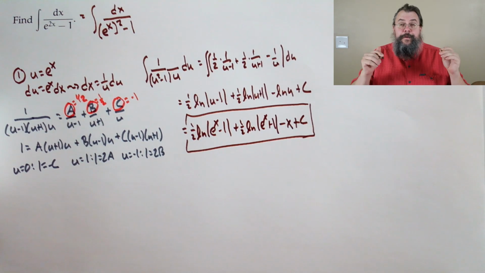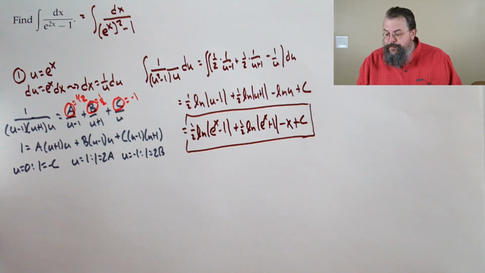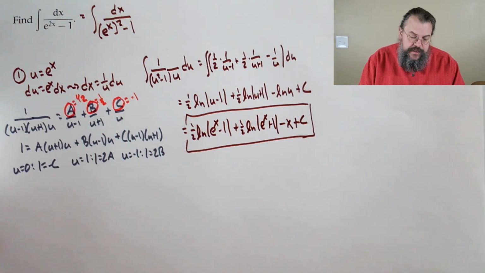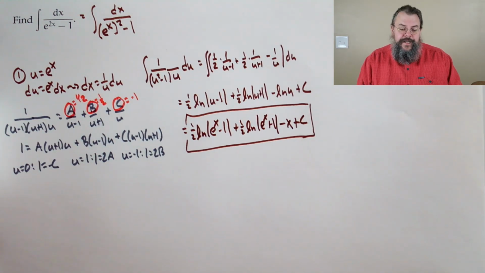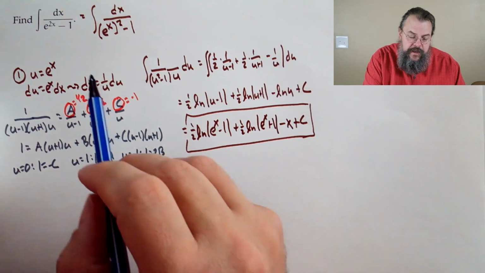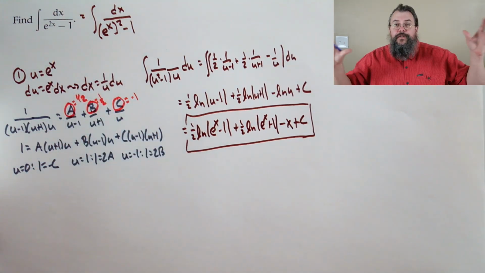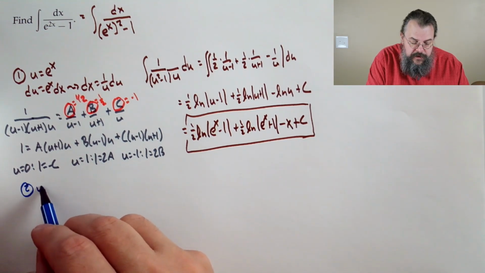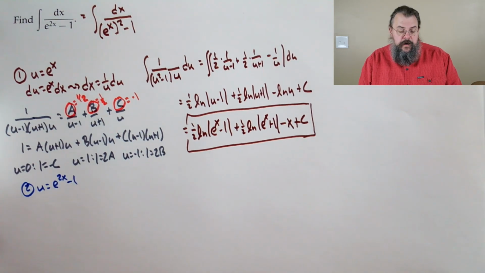Okay, now remember we're doing this in two ways, and so we left ourselves plenty of space because we still need to do our second approach. Our second approach says, okay, go aggressive. What do we mean by go aggressive? Instead of saying u is e to the x, make u equal just the whole denominator. Okay, so u equals e to the 2x minus 1. All right, well, that's fine. We're perfectly allowed to do that.